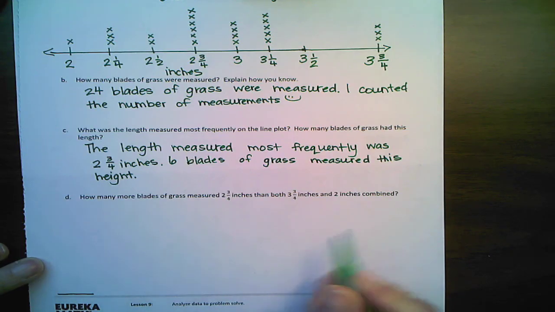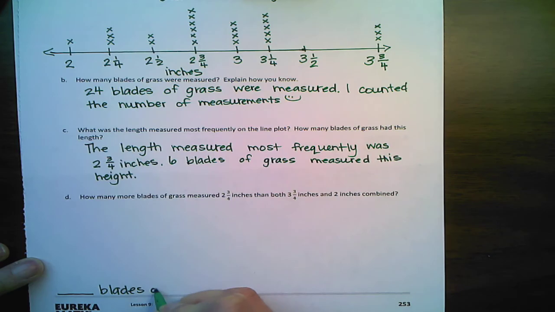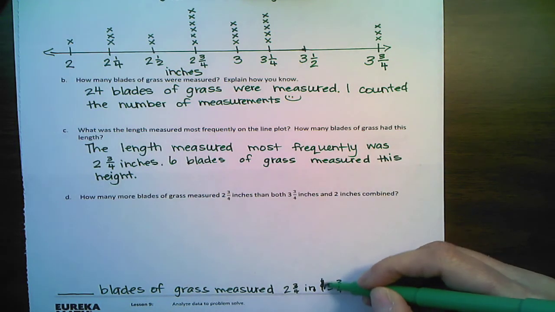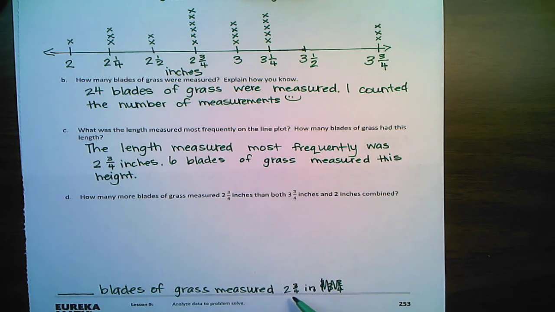So I'm going to say blank blades of grass measured 2 3/4 inches than... Oh, sorry, I wrote that wrong. I'm going to say blank blades of grass measured 2 3/4 inches than 3 3/4 inches and 2 inches combined. Okay, I apologize for my misstep.